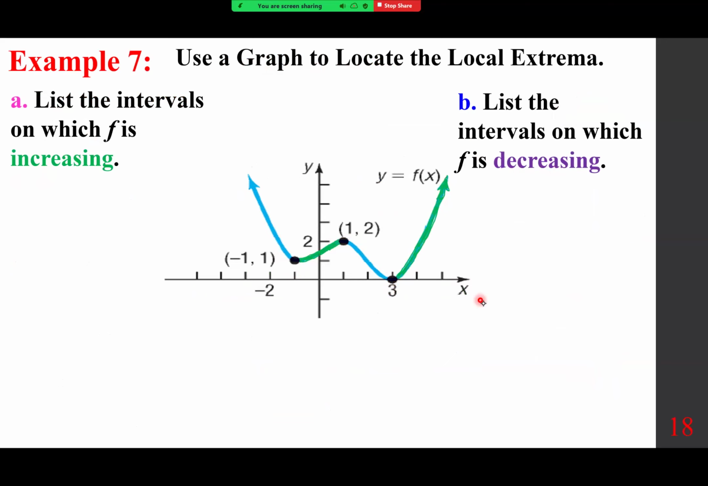If it's increasing from here to here, this is -1, this is 1. So from -1 to 1, union 3 to infinity, because it's an arrow, that means it just keeps on going. And decreasing is here, again because of the arrow, that means -infinity to -1, union this part from 1 to 3.